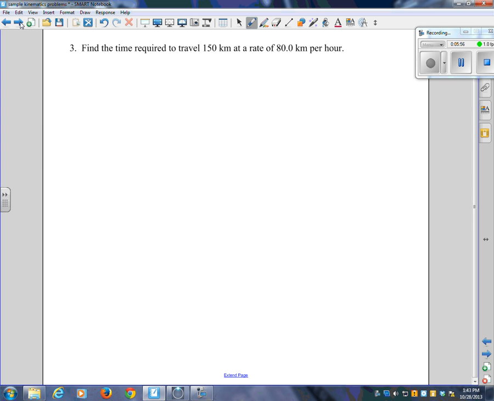Okay. Number 3. Find the time required to travel 150 kilometers at a rate of 80 kilometers per hour. Which formula should I use here? I'm asked to find time, and this is something that I recommend some of you do if you're having issues, Joey. Find the time required, so that's my t. The 150 is my distance, and my 80 kilometers an hour is my velocity. What formula do you know that has t, v, and d in it? Exactly.